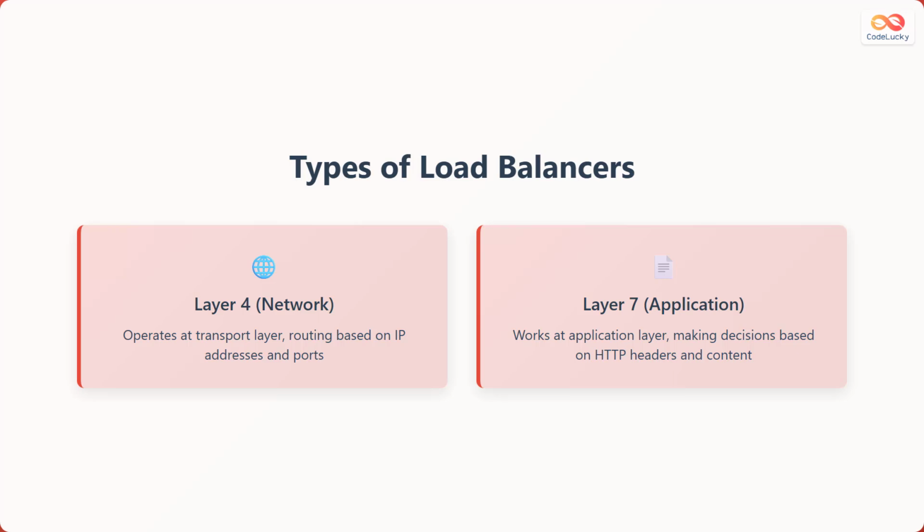There are mainly two types of load balancers: Layer 4, that is network, and Layer 7, that is application. Layer 4 operates at the transport layer, routing based on Internet Protocol addresses and ports. Whereas Layer 7 works at the application layer, making decisions based on hypertext transfer protocol headers and content. So Layer 7 load balancers are more intelligent and can make more informed decisions.